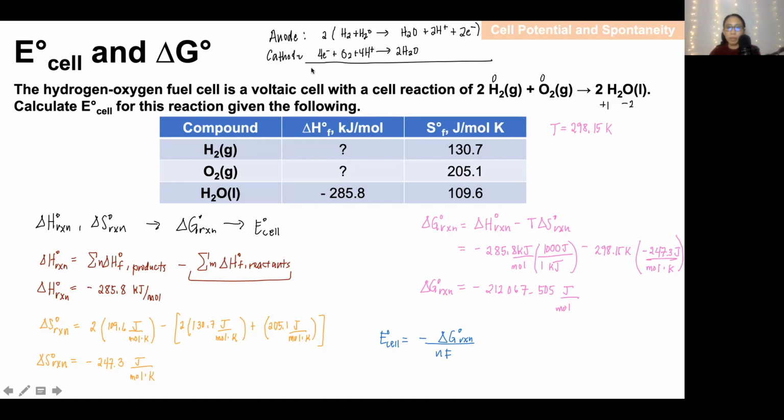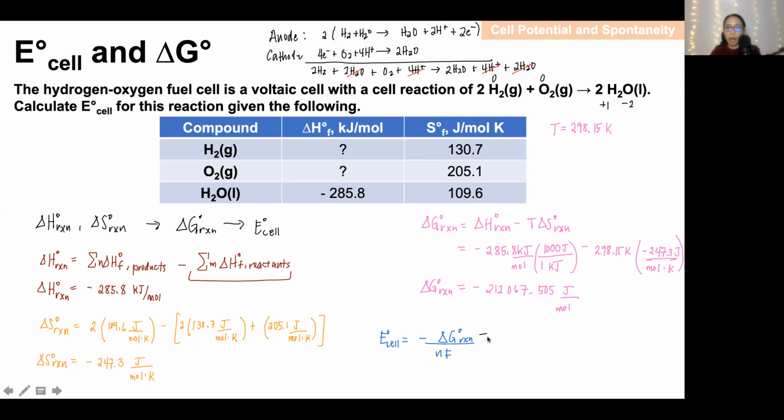And by simplifying, we have 2H2 plus O2 plus 4H plus, and then we get here 2 water plus 4H plus 2 water. To simplify, we can cancel out the H plus and 2 water. We get the overall reaction. So our balancing is correct. And here we see that there are 4 electrons involved. So that's our electron number.